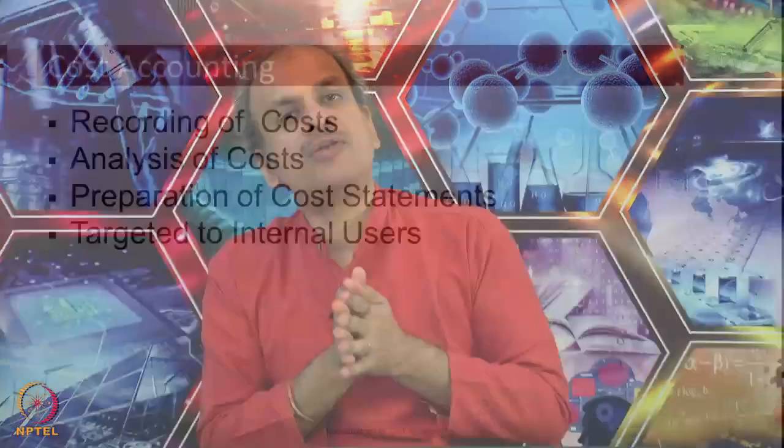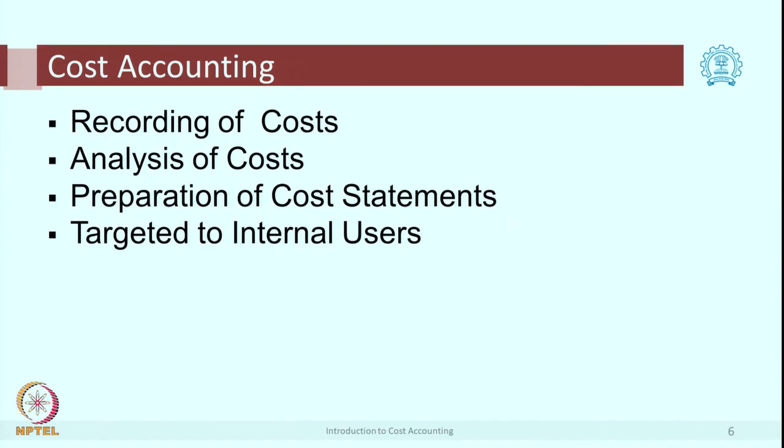Next is analysis of costs. So each of the costs is now broken down. Suppose we were talking about salary costs, they would be broken down as to what are factory related salary costs, how much are admin related, how much are selling related, how much is overtime, how much is paid as incentives, what was the nature of work being done by that employee, how much is a direct cost in the salary, how much is an indirect cost in the salary.